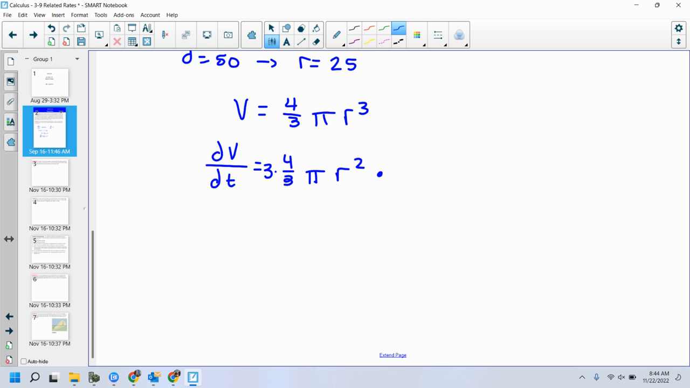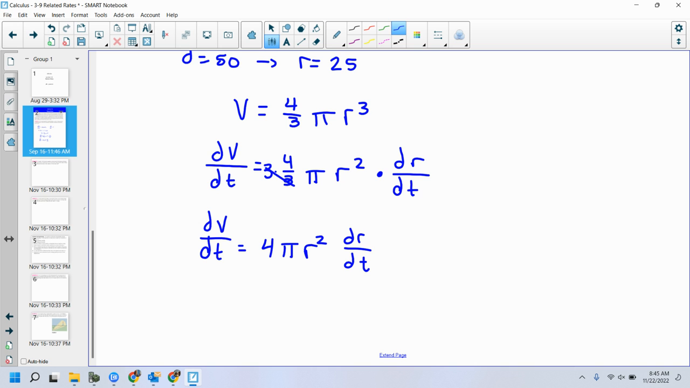Multiplied by, well, the derivative of r. The derivative of r is dr/dt. That's the chain rule, right? Something was acting on r, so I have to find the derivative by taking dr/dt. Got to take the derivative of the outer piece, then I've multiplied by dr/dt. Okay, well, let's reduce this down a little bit. So dV/dt is equal to, those 3's cancel, 4 pi r squared dr/dt.